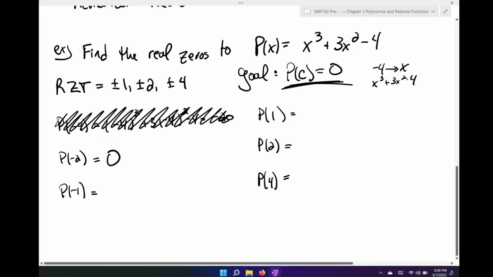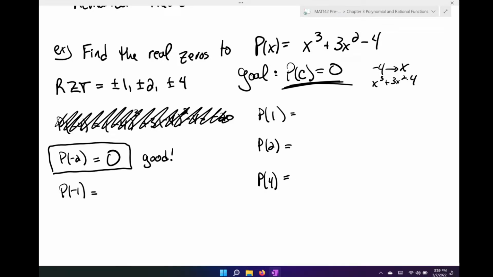And I'm going to write the number 0. And what I like to do here is put a box around it. Maybe write the word good. In other words, I know that negative 2 is one of my factors. Okay? So I'm just going to go ahead and just off to the side here, I'm going to type in everything else. So p of negative 1, when I evaluate that into my function, I get negative 2. That is not a 0. So I'm just going to go ahead and cross it out.